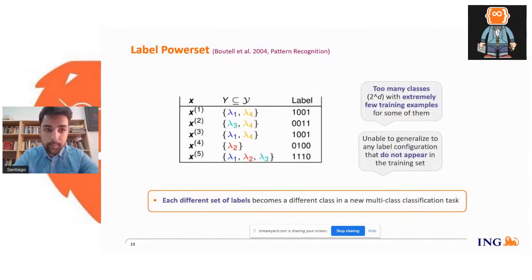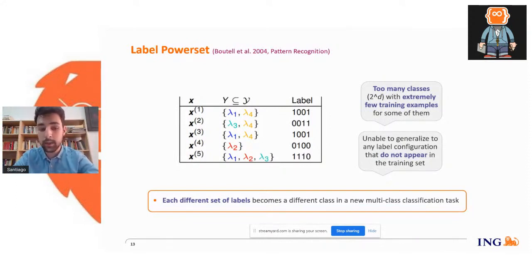Okay, label powerset is a really naive method, like the binary relevance one, sorry. And actually, they both are considered the simplest ones that give rise to smarter multi-label classifiers. Here in label powerset, each possible combination of presence and absence of labels is annotated as a different class value in a new multi-class classification problem. Then we have all possible values, which are 000, 001, 010, 011, etc.